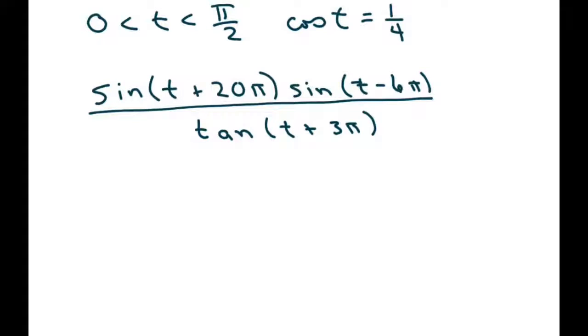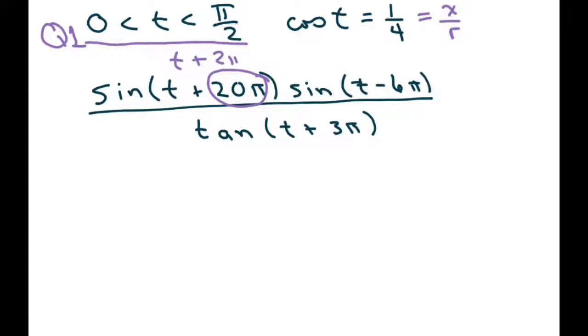So we have our quadrant given. This is quadrant 1, which makes it nice. That means everything's positive. They're giving you cosine is 1 over 4. That means that's your x over r. And I can rewrite all of these with this 20 pi. Since that's an even number, you can just say that it's going around 5 times. So this has the form of t plus 2 pi, which just goes around 5 more times.